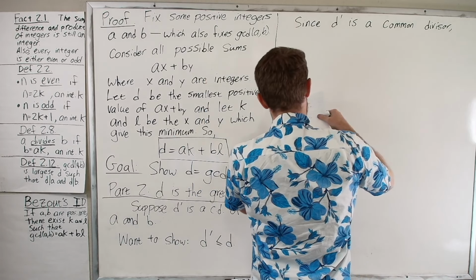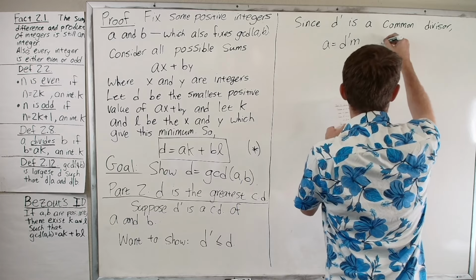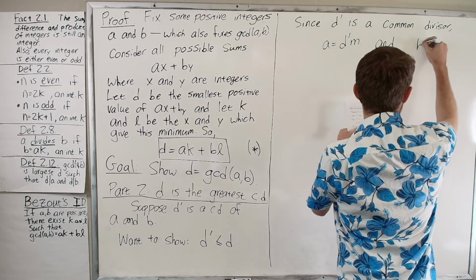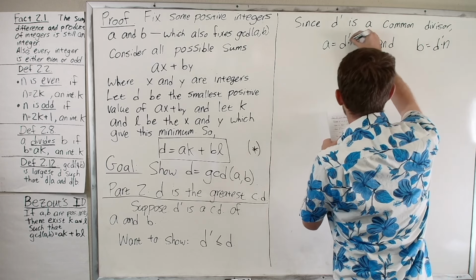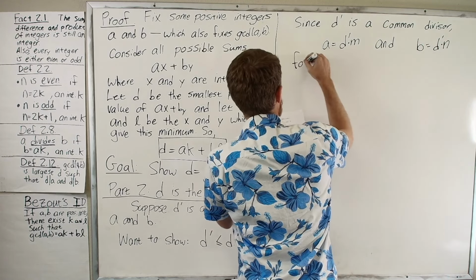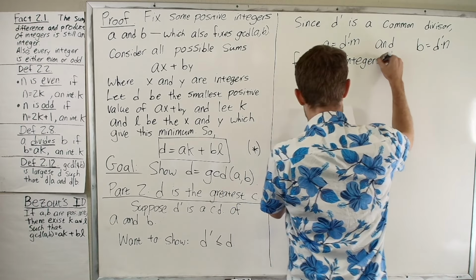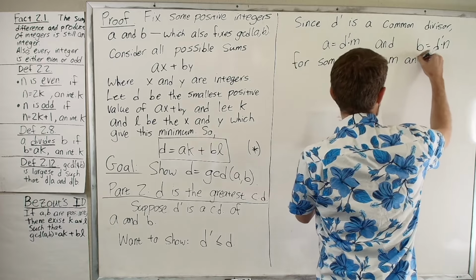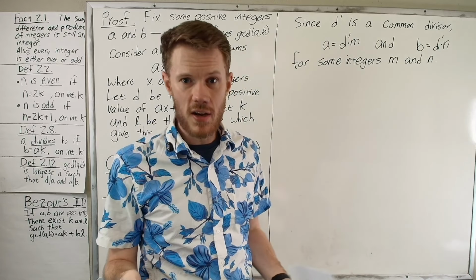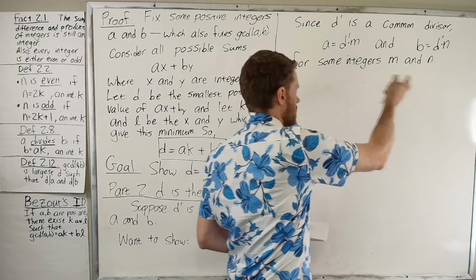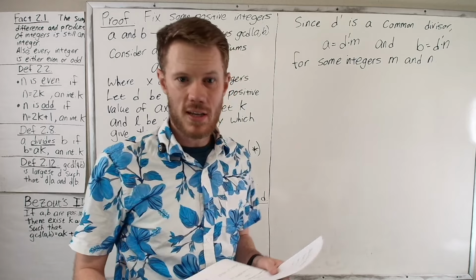Since d prime is a common divisor, a must be equal to d prime times m, and b must be d prime times n, for some integers m and n. Okay, so there you go. D prime is a common divisor. What does that mean? Well, it divides both of them. What does it mean to divide something? It means it's a scaled version of it, just like that.